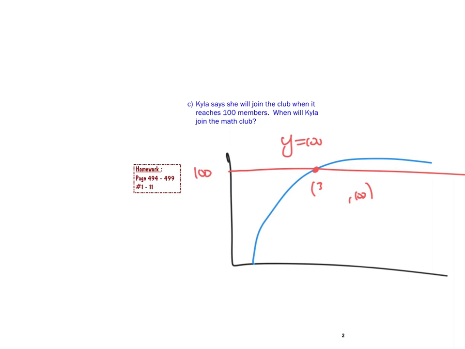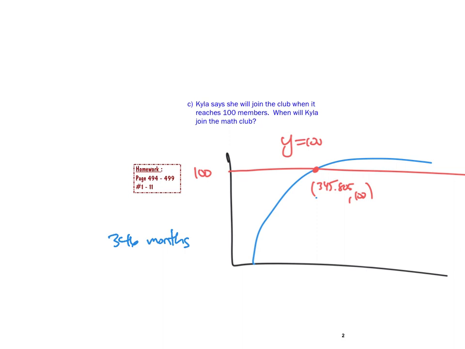We see that Kyla is a joker because it's 345.805. Sorry, I got the 0 and the 8 mixed up. 345.805. Now, the 345 is the number of months. If she's not joining until there's at least 100 members, it might be a good idea to round this up. So we probably say 346 months.